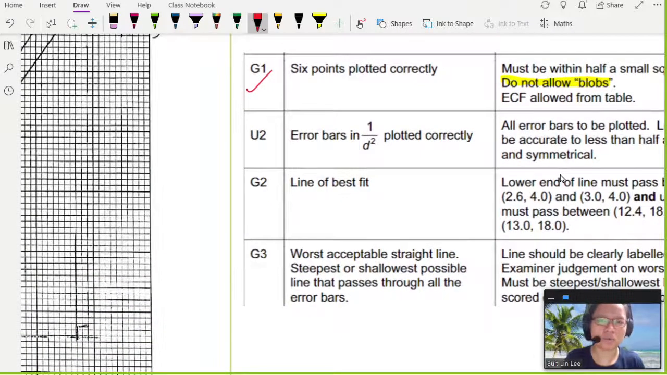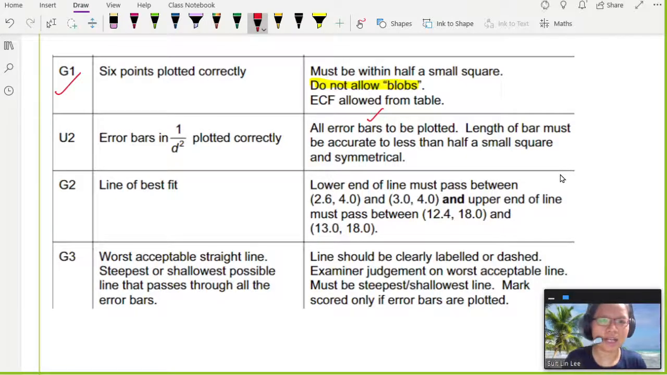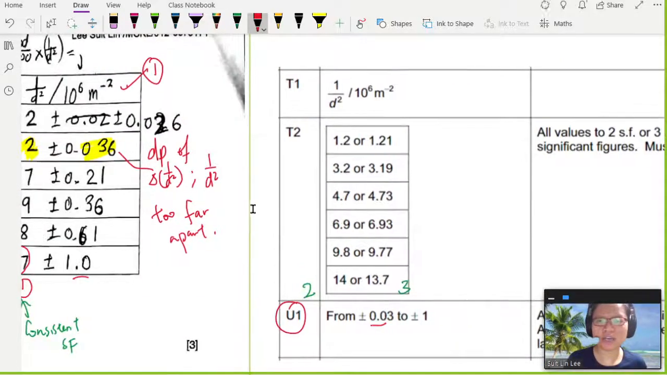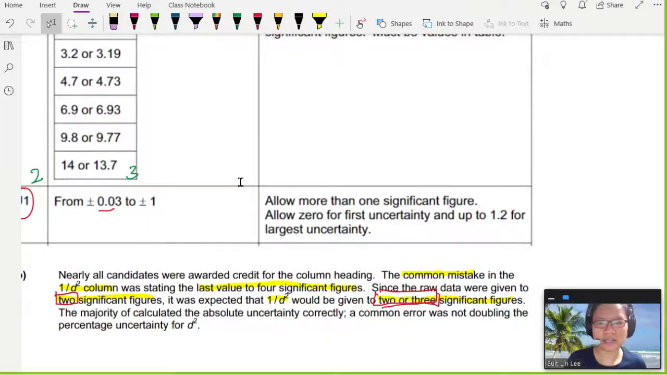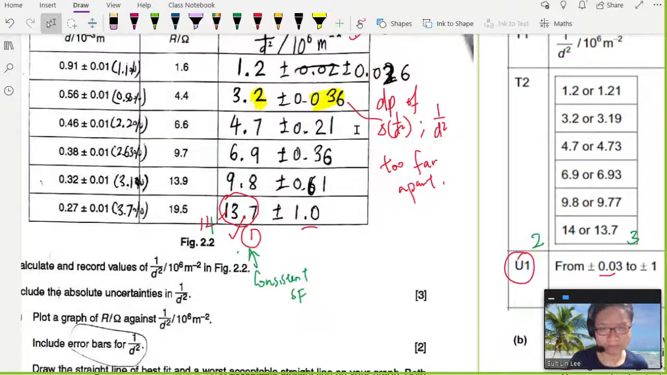Error bars in 1 over d square correctly. All error bars to be plotted. Length of error bar must be accurate to half a small square and symmetrical. Okay, so in this case, I cannot plot 0.03. This is why they say allow 0 for first uncertainty. So if you don't want to draw the last error bar, can. Because 0.03 is impossible to draw. But here you must declare it as 0 lor.